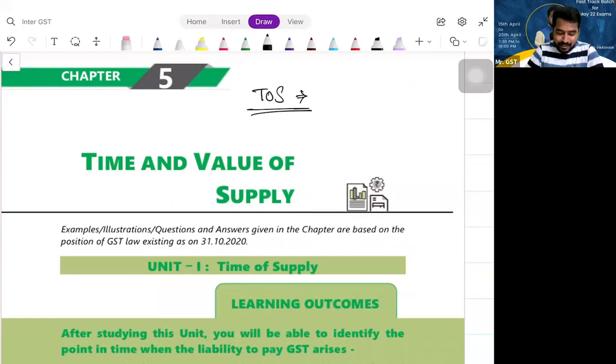Not IPL TOS. I think this is the time for TOS in the IPL match. Ganapati Divakar already started a match.